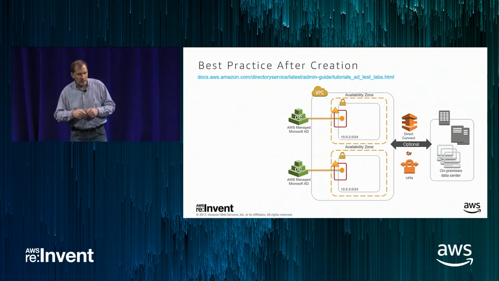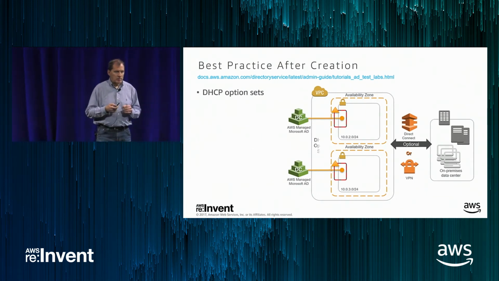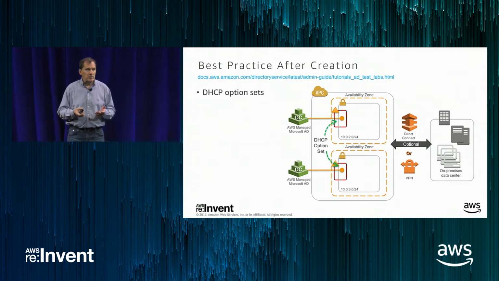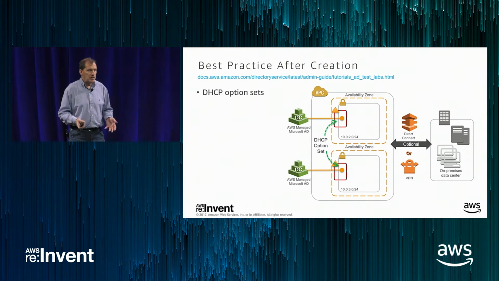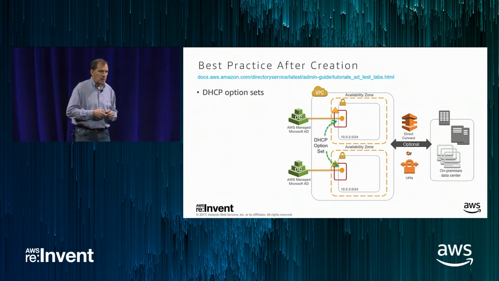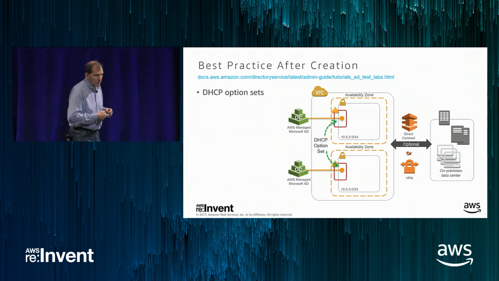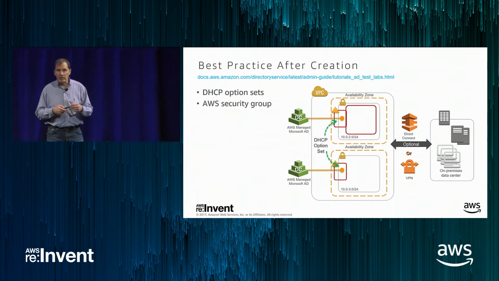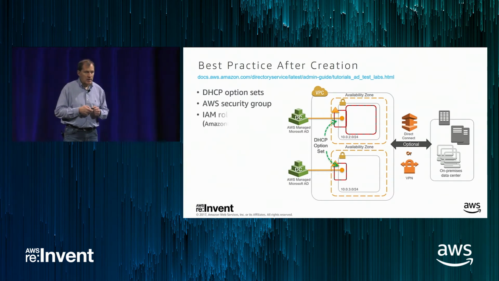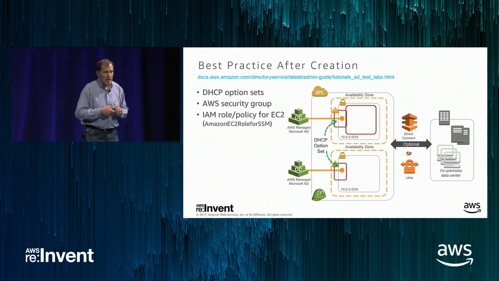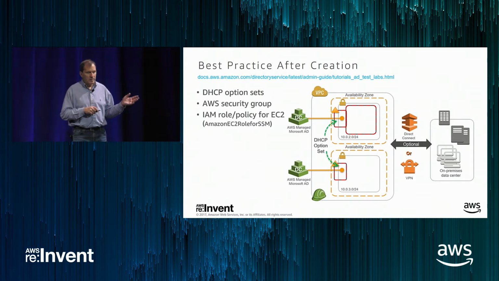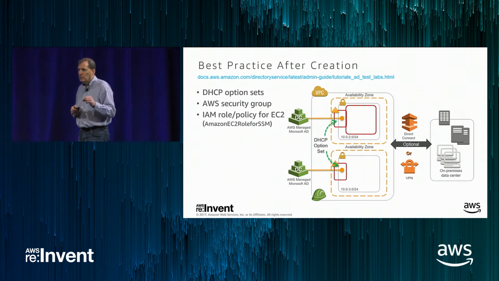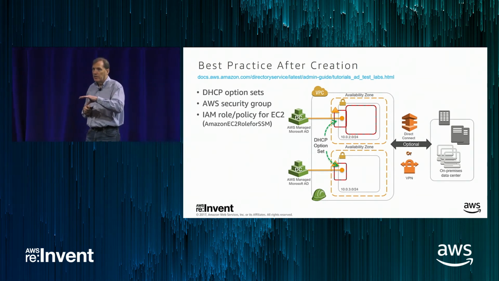So after the creation, what you'll need to do is first create your DHCP option set so that any EC2 instances that you create in your VPC can automatically domain join to the directory using seamless domain join. Then you'll need to create a security group that you would use for your own EC2 instances, and you also want to create an IAM role that has the policy Amazon EC2 role for SSM, and that will allow you to do a seamless domain join with EC2.